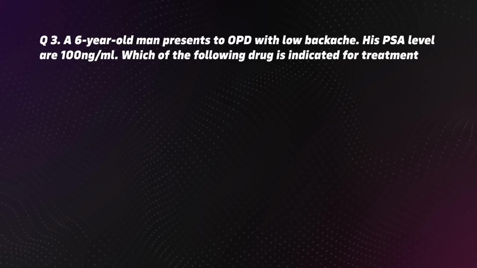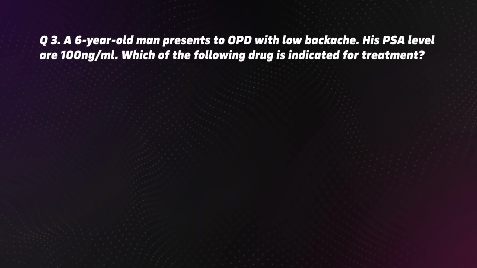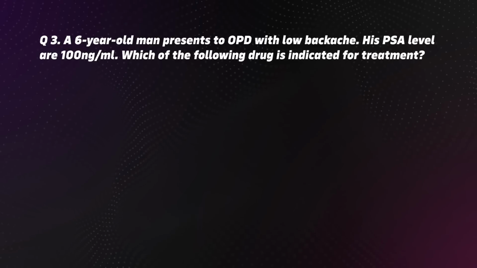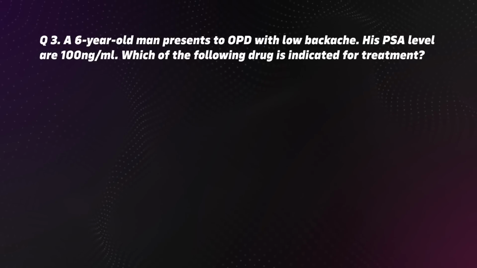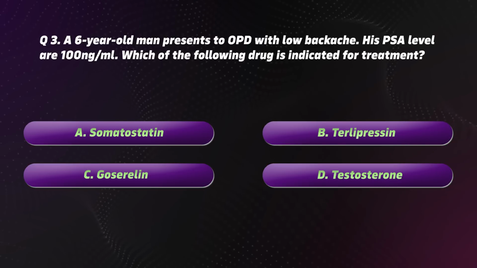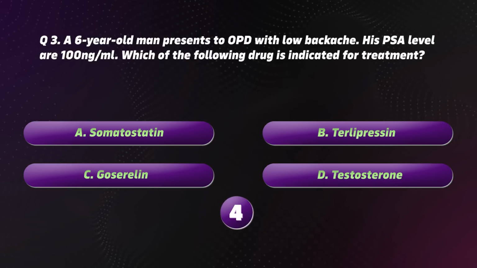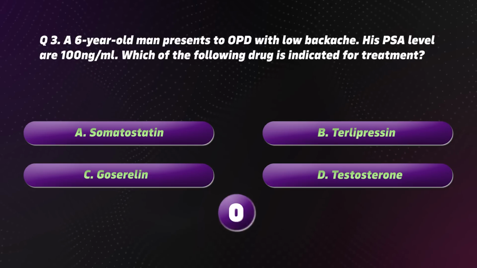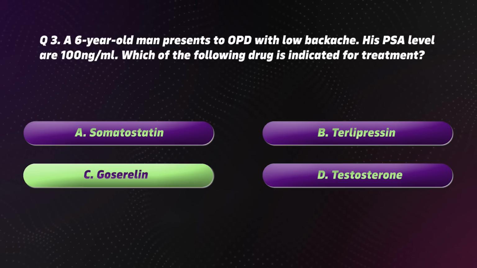Question 3. A 6-year-old man presents to OPD with low backache. His PSA level is 100 nanograms per milliliter. Which of the following drugs is indicated for treatment? Here are the options. A. Somatostatin. B. Telepressin. C. Goserelin. D. Testosterone. And the correct answer is option C, goserelin.